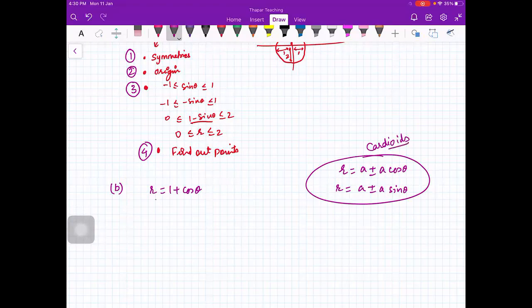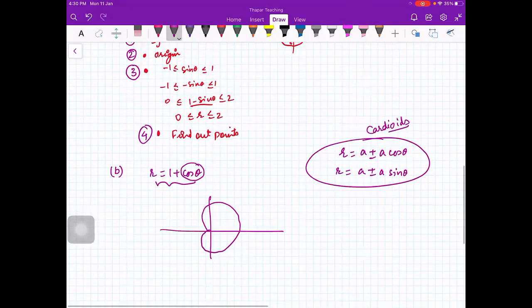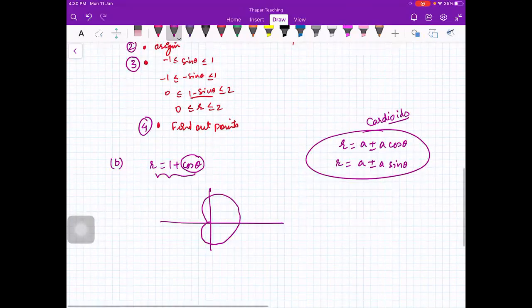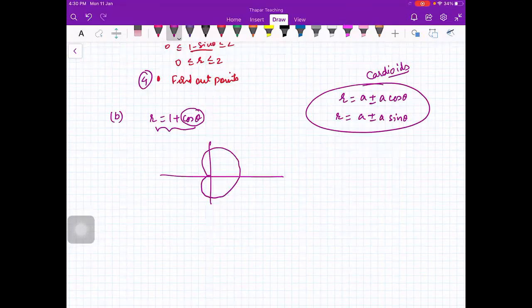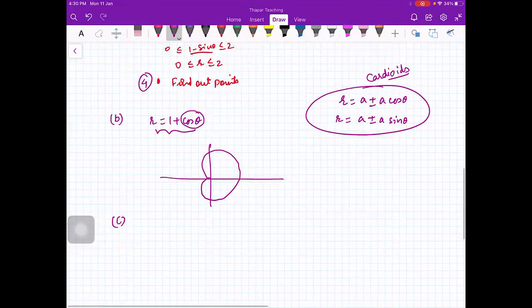Yes ma'am, here this cardioid is cos theta, meaning along the x-axis, plus cos theta means along the positive x-axis. So this cardioid is like this. Okay. So ma'am, if you look at sine theta, does it mean along the x-axis or along the y-axis? Y-axis. Yeah. So let me plot all the 4 so that you're comfortable.